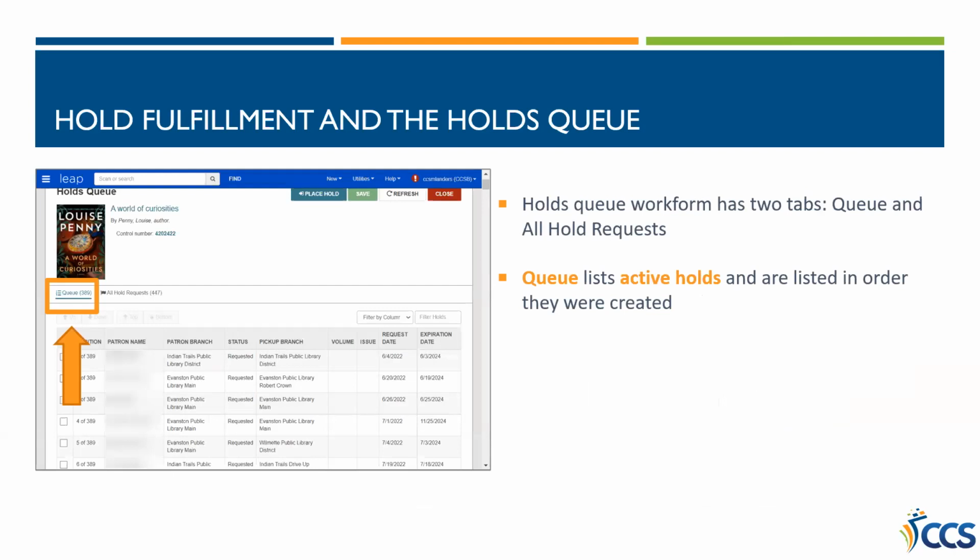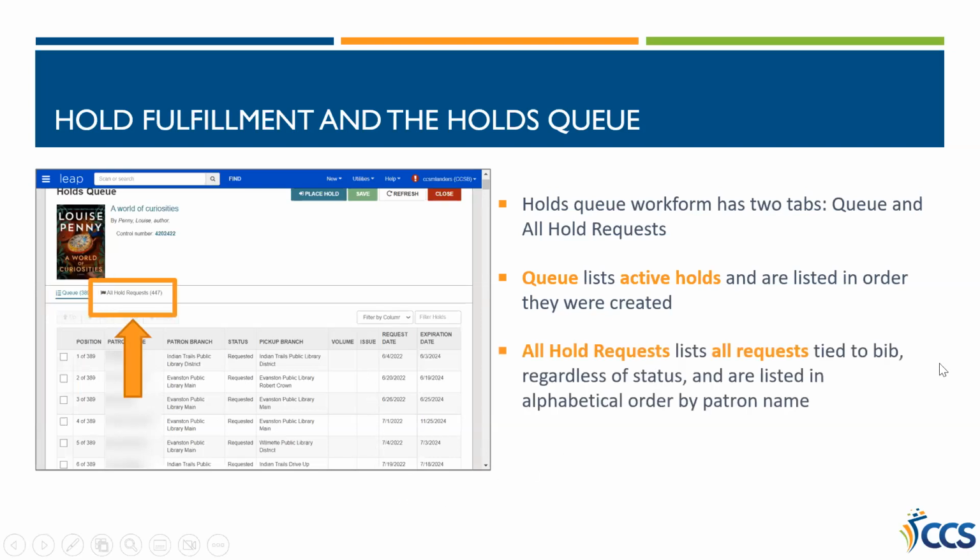The queue view lists just the active holds. So these are holds with a status of requested or locating, which means the request is currently on someone's pick list. And when you're looking in this view, holds are going to be listed in the order that they're placed. So you will see the request date, which is the date that the hold was created.